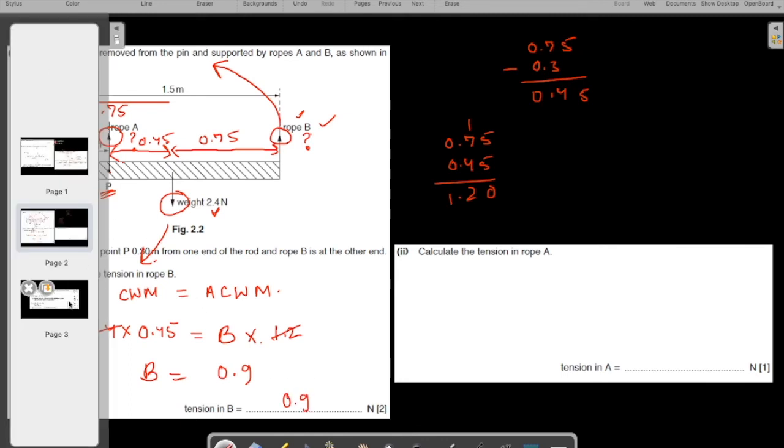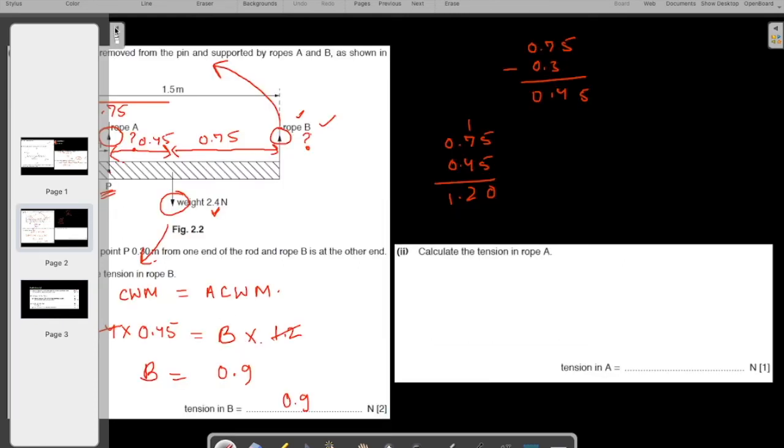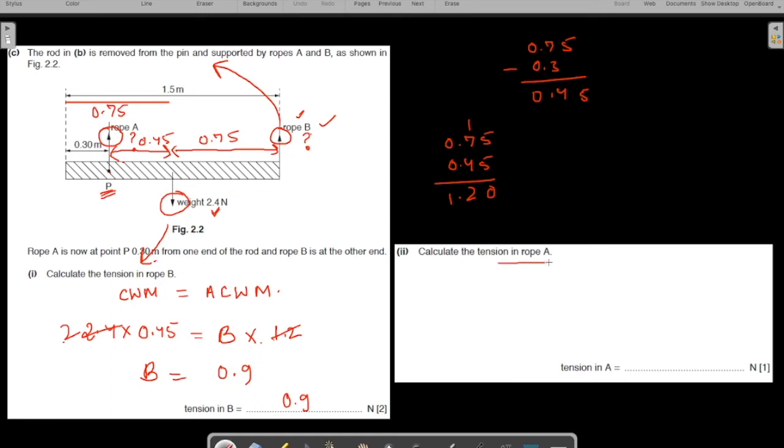Let us tally our answer with the mark scheme as well. Yes, easy question. Alright, so calculate the tension in the rope A. It is a 1 mark question, so it should give you a hint that it should not be a difficult question. Since this entire system is in equilibrium, the resultant force should be 0. That means all the upward force, which is tension in A plus tension in B, should be equal to all the downward force. A plus B are the upward force, should be equal and opposite to the downward force. So how much is the tension in A?